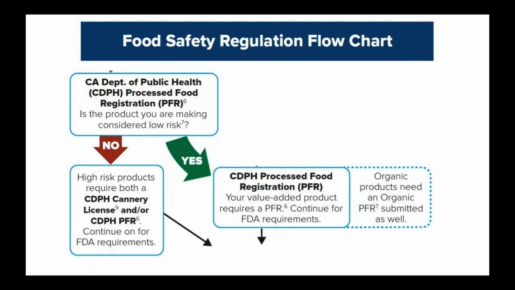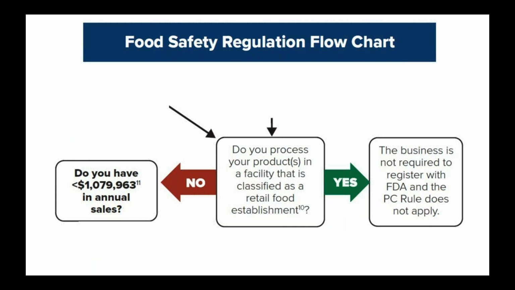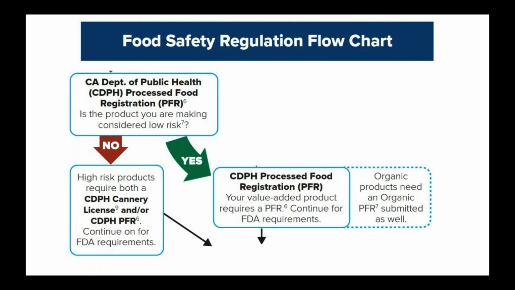And then if you are going to make an organic product, there's this side box here that says that you need to submit the organic PFR as well. So these are where the dead ends for state level regulations are, and both of these have these black arrows that lead to the second part of the flow chart that takes you through the federal regulations. So we got the answer for the state level. Our tomatoes need to get a PFR.